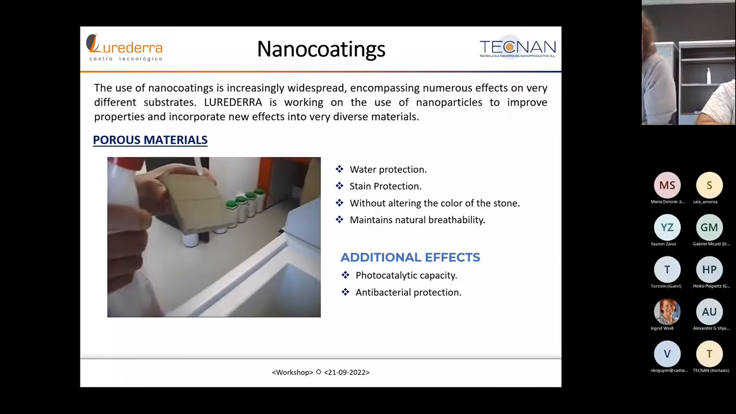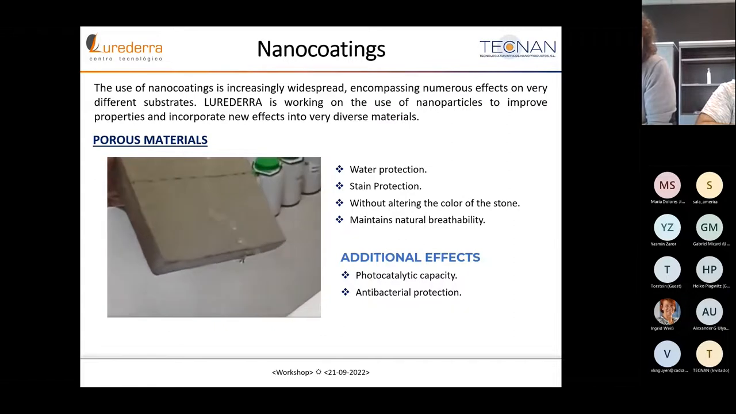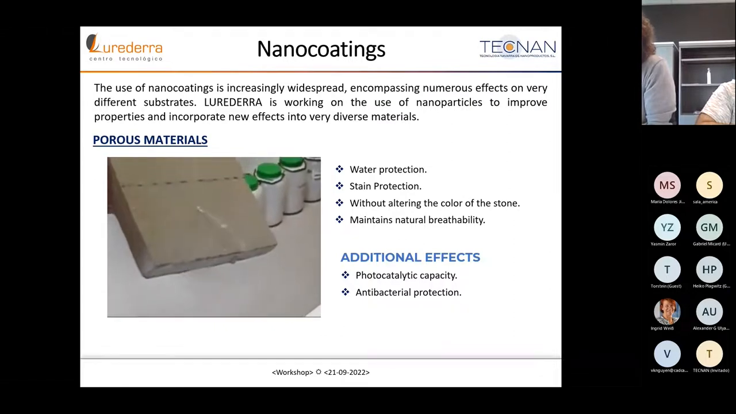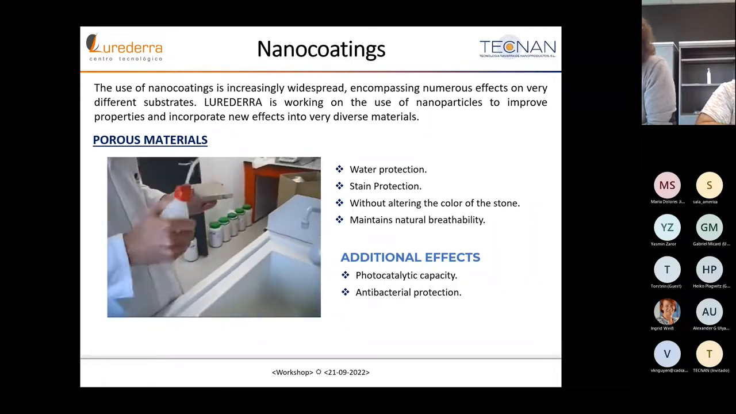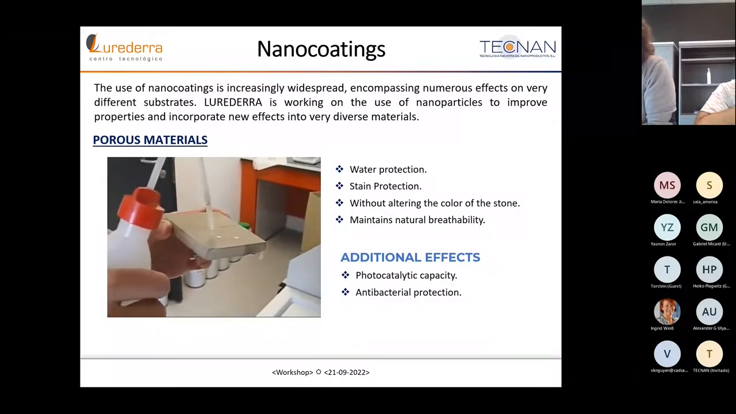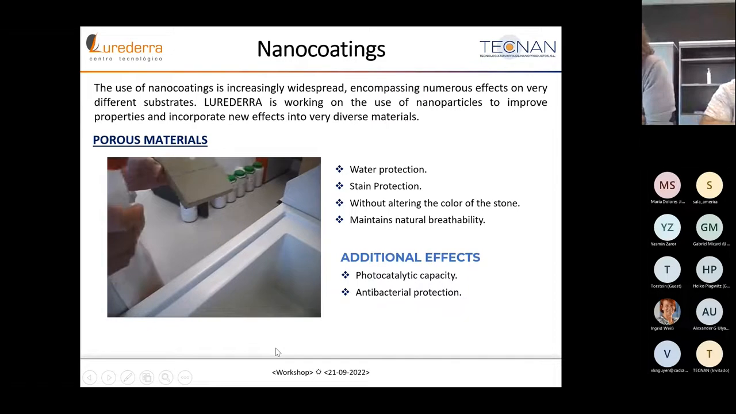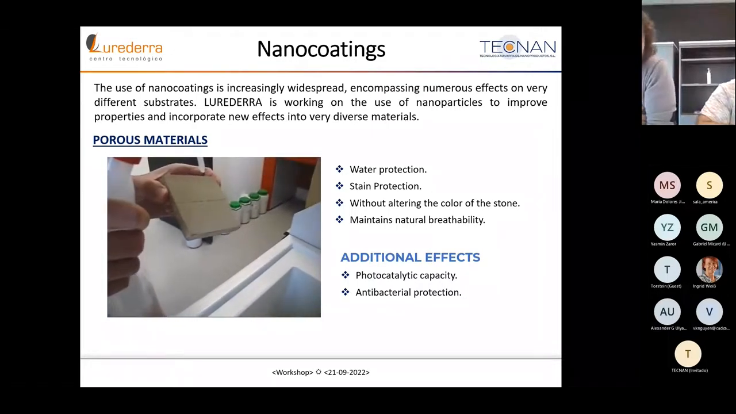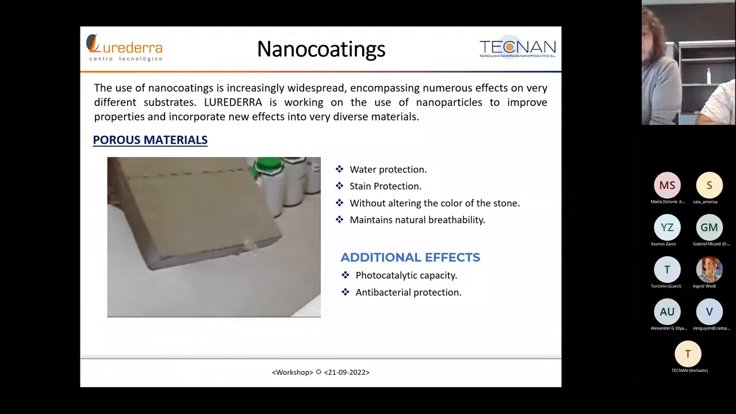For example, the first one is related to porous materials. With our coatings, we are able to produce a hydrophobic layer that protects stones from water or stain, maintaining the color of the stone and the natural breathability, since the coatings allow the passage of water vapor from the inside to the outside of the coating, avoiding internal humidity, but do not allow the passage of drops of water to the stone.